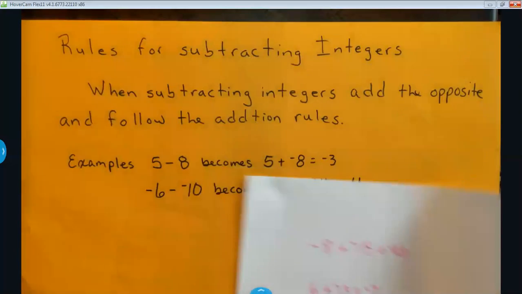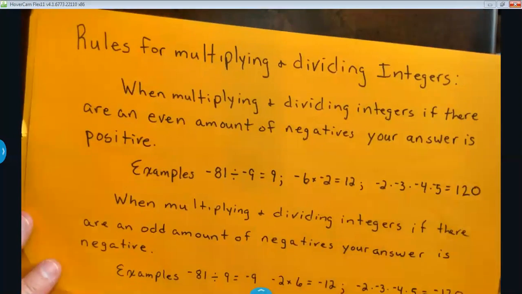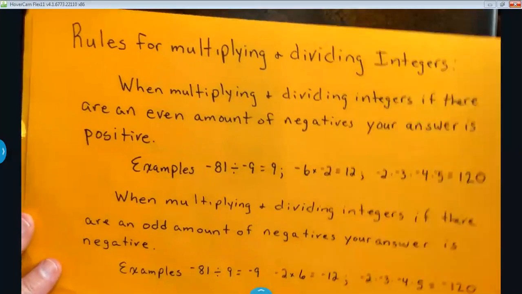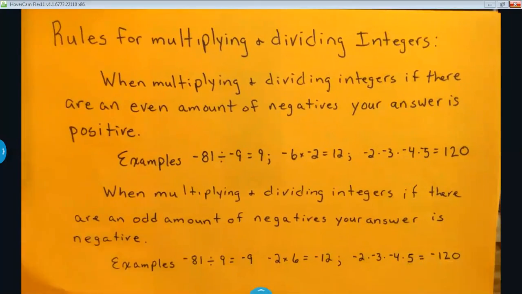And then lastly, we're talking about multiplying and dividing integers. And here are the rules for those. When multiplying and dividing integers, if there are an even amount of negatives, your answer is going to be positive. So it doesn't matter the higher number in multiplying and dividing, it matters on how many negatives are involved. An even amount of negatives is going to give you a positive answer.